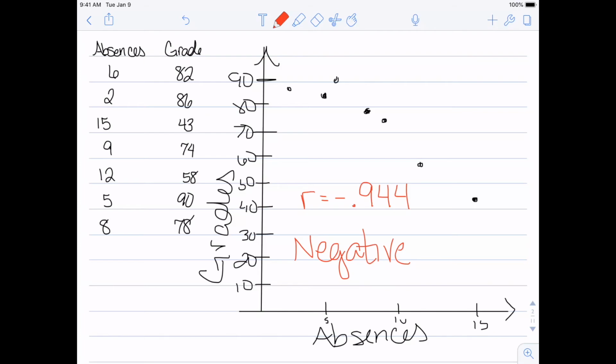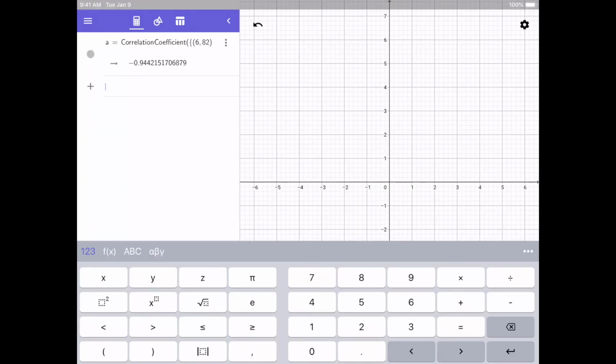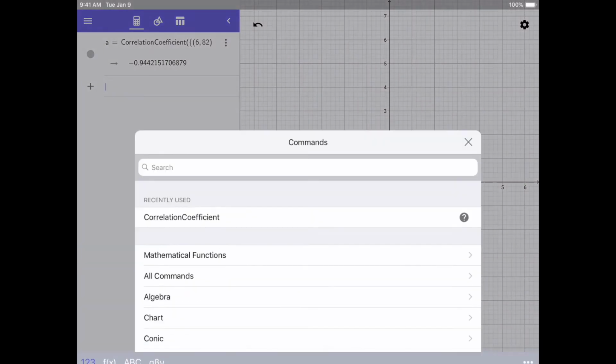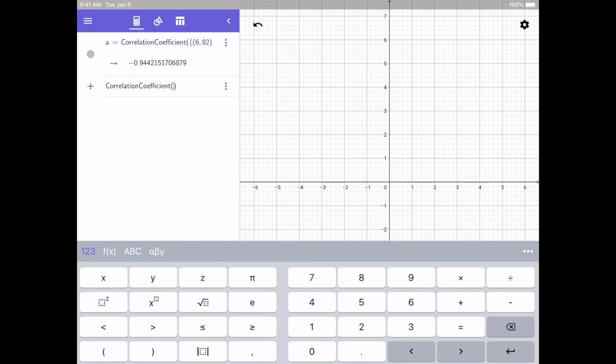Let's look at one more example. This is one we looked at previously that looked at the number of cars in 10,000s that a rental car company had and their revenue in billions. So let's see about calculating the correlation coefficient. In my calculator, I'm going to hit the 3 dots. And this time I have the correlation coefficient in recently used. Open my parentheses for my first point. And the first one had 63 cars and 7 in revenue.